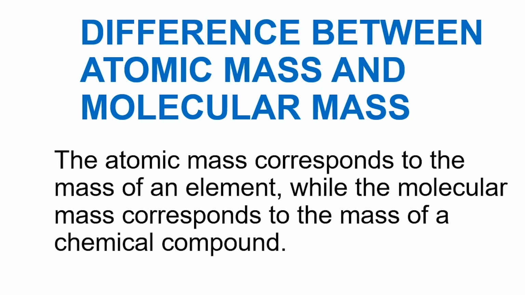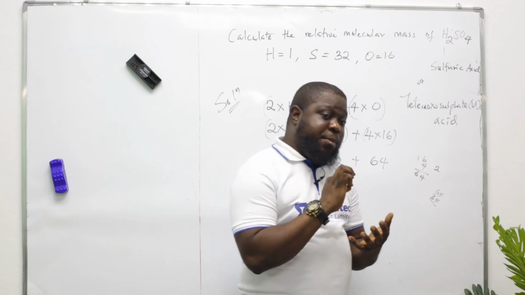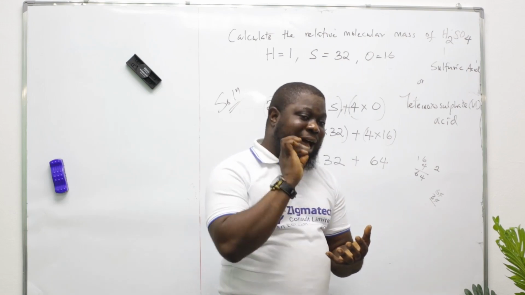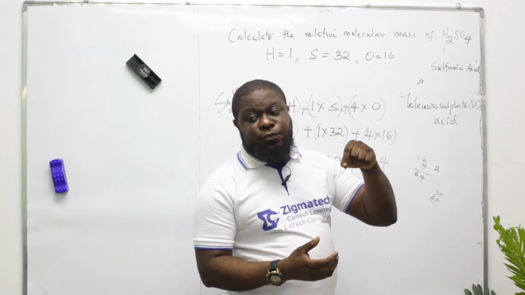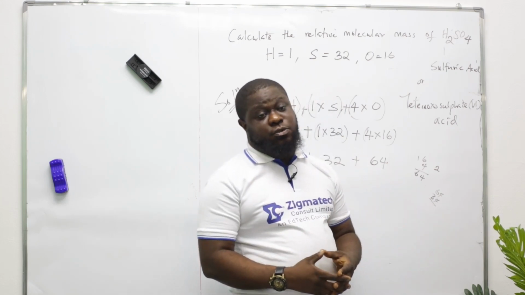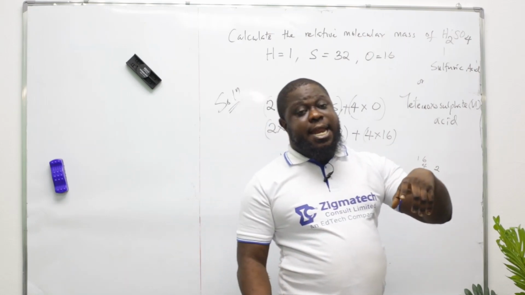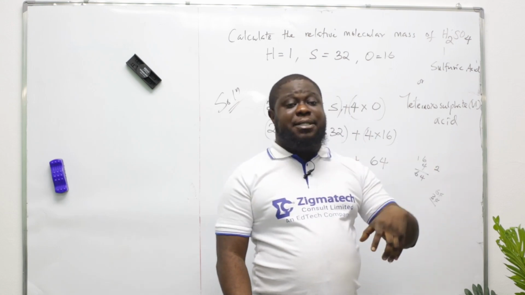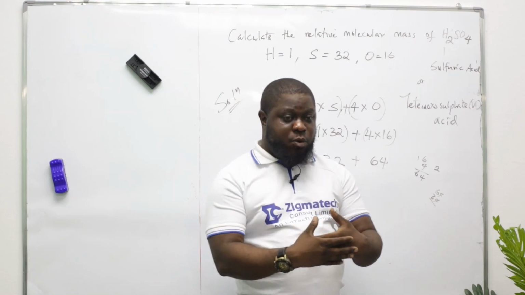The atomic mass corresponds to the mass of an element, while the molecular mass corresponds to the mass of a chemical compound. The atomic mass is just the element alone. The atomic mass talks about the element because it talks about atoms. Atoms are not found in compounds. When they make that transformation, they become molecules. Why? Because elements react with other elements. In essence, atoms will react with atoms, and it will give you a molecule in a compound.